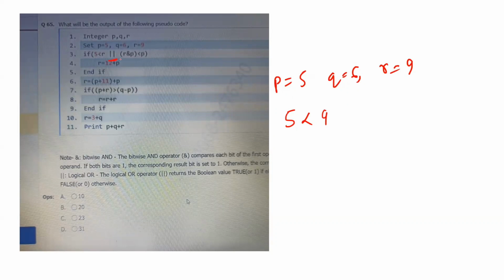So here we have logical OR. Even if one condition is true, we have to get into the if condition. So we'll get into the if condition. Here we are doing R equal to 12 plus P. Okay, you calculated it, let's say, right? Then again here we are doing R equal to P plus 11 plus P. You calculated it, right? But notice one thing here: we calculated R here and we calculated R here.